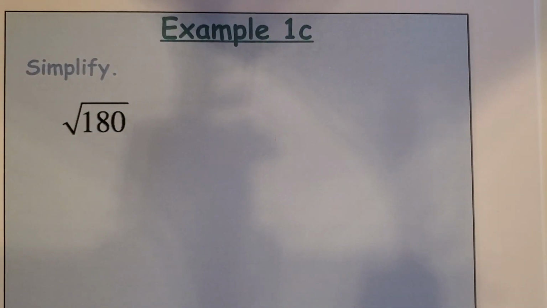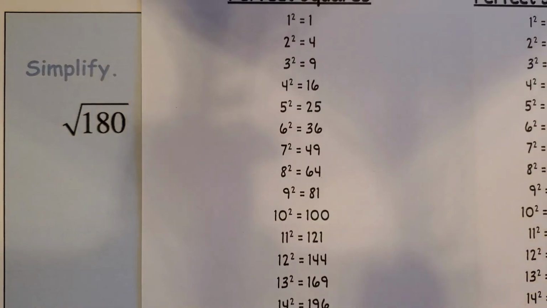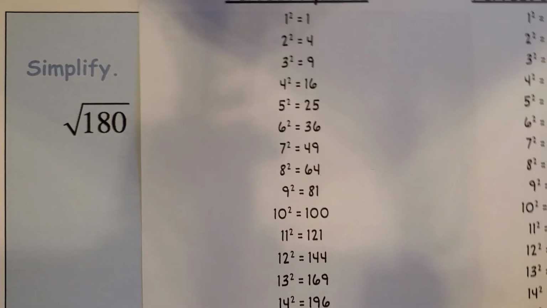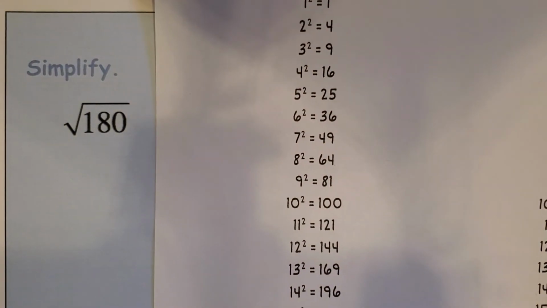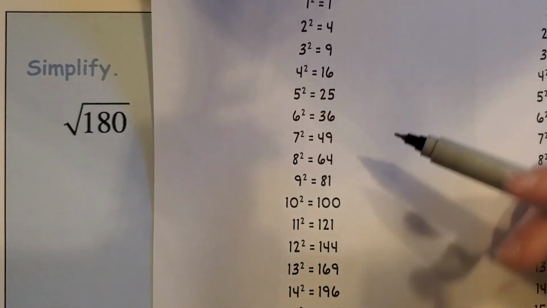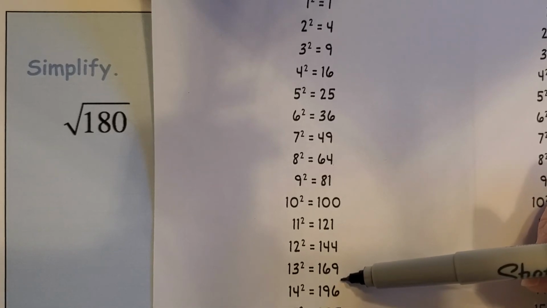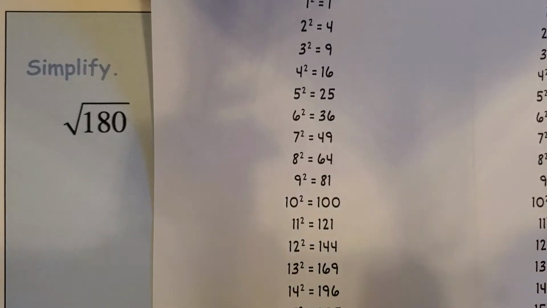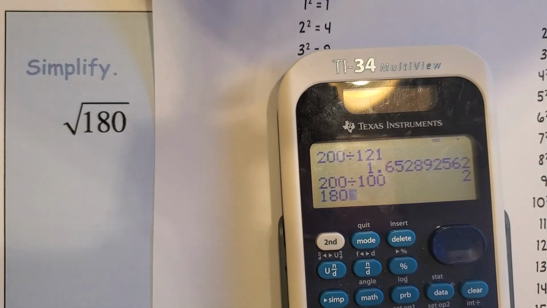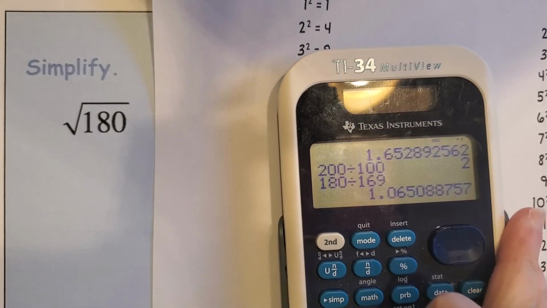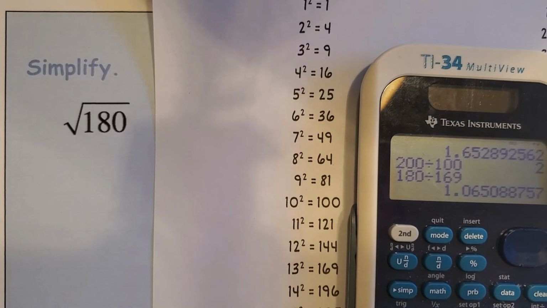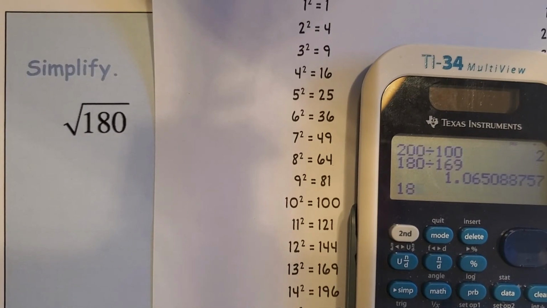And pretty much the rest of these examples are just basically the exact same thing. So we're just going to do this whole process a million more times. Where does 180 fall on this list? It falls in between 196 and 169. So the biggest perfect square that's smaller than 180 is 169. So 180 divided by 169 doesn't get us a whole number, so we'll just go up the list.